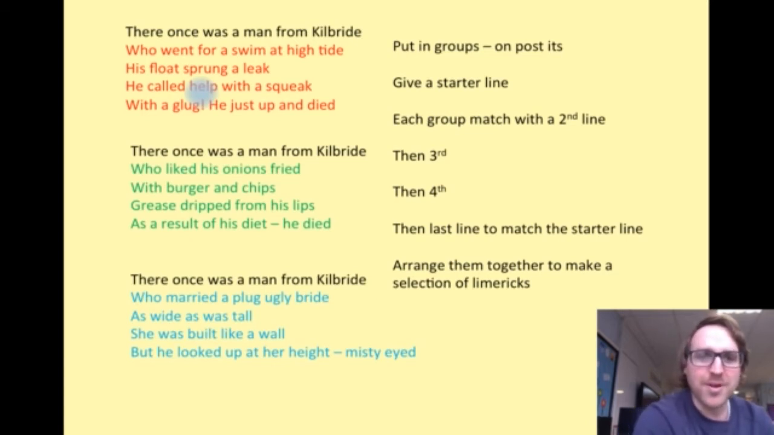Okay, there once was a man from Kilbride, who married a plump, ugly bride. As wide as she was tall, she was built like a wall. But he looked up at her height, misty-eyed. Oh, so he did love her anyway.